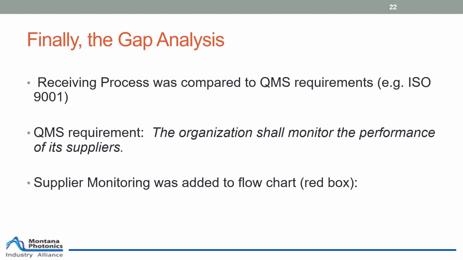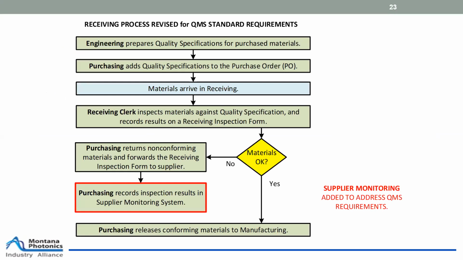Finally, a gap analysis was performed. The receiving process was compared to QMS requirements such as ISO 9001, which requires the organization to monitor the performance of its suppliers. Supplier monitoring was added to the flowchart. Now we see we have this added step that purchasing records inspection results in the supplier monitoring system.